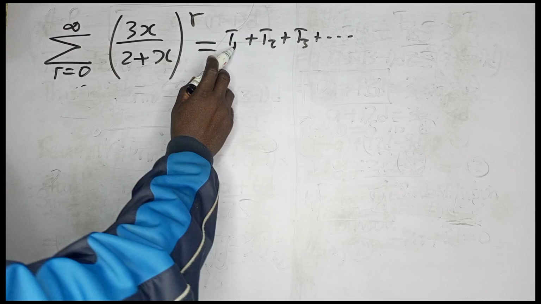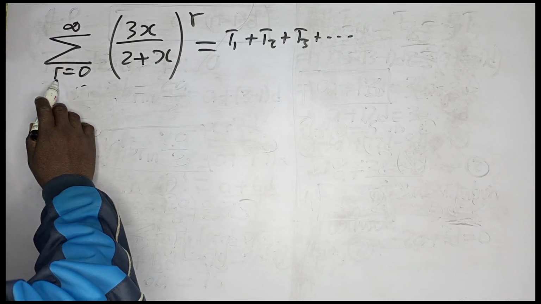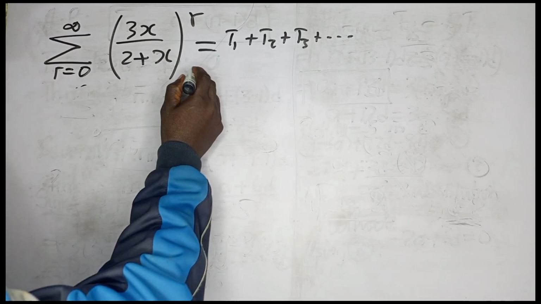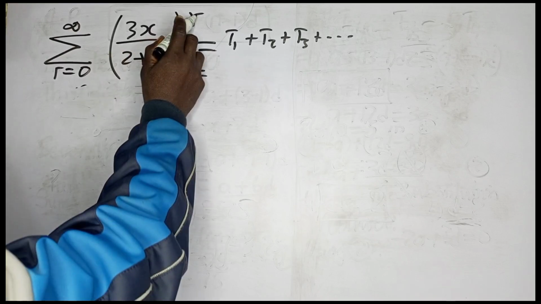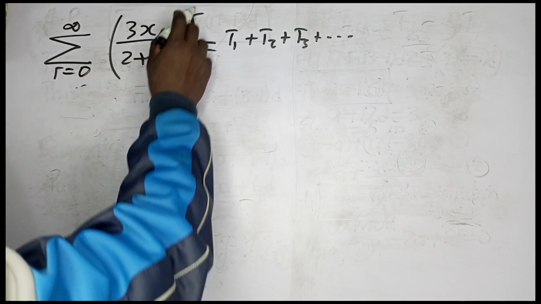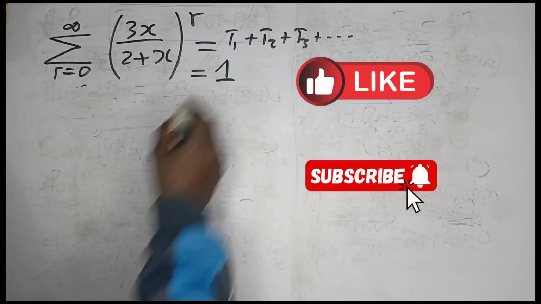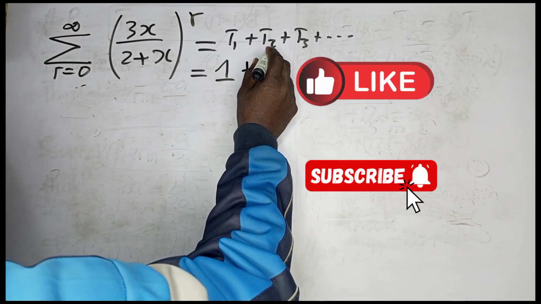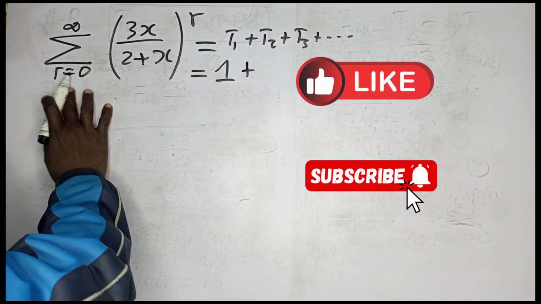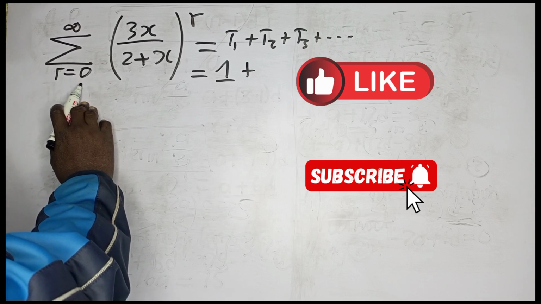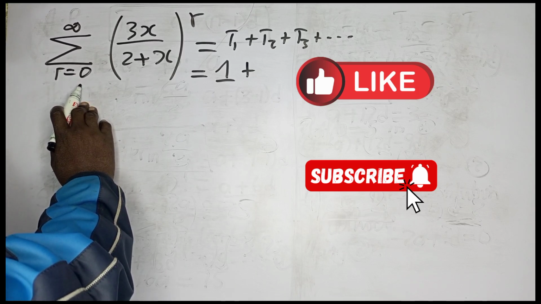So what is our T1? Our first term here is when r is 0. We should take note: when r is 0, we put r = 0 here. Remember, any quantity raised to the power 0 is 1. That's clear. Our second term, T2, is when r is 1. Remember, r here starts from 0. No confusion, please. r starts from 0.